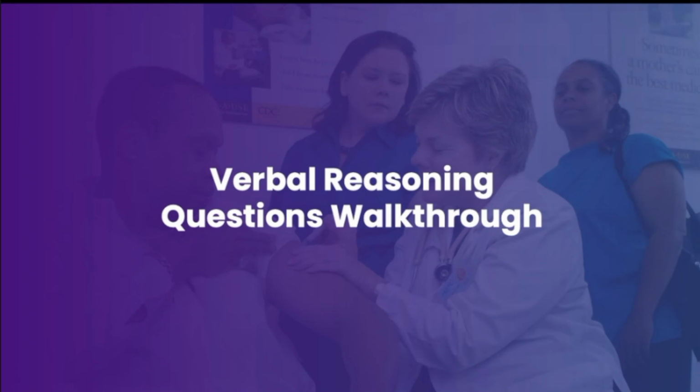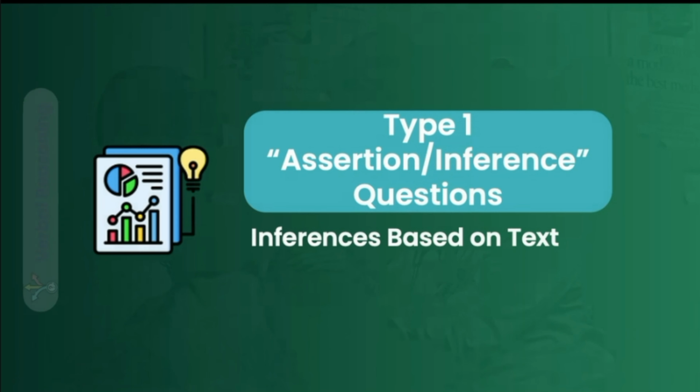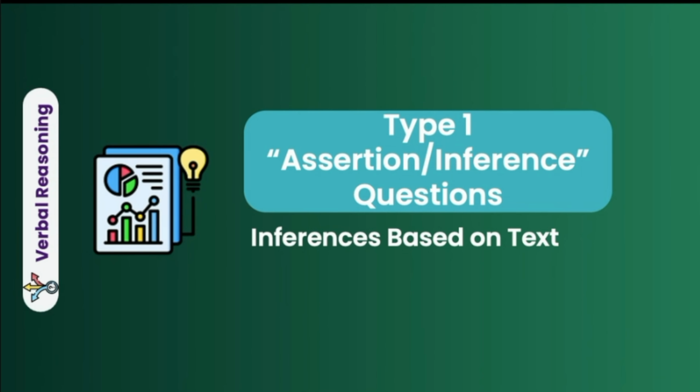Okay, now we have a couple of questions. So we have the type 1, which are assertion and inference type questions, where you don't get the answer given to you exactly in the text, but you have to make an educated guess as to what would the answer be.